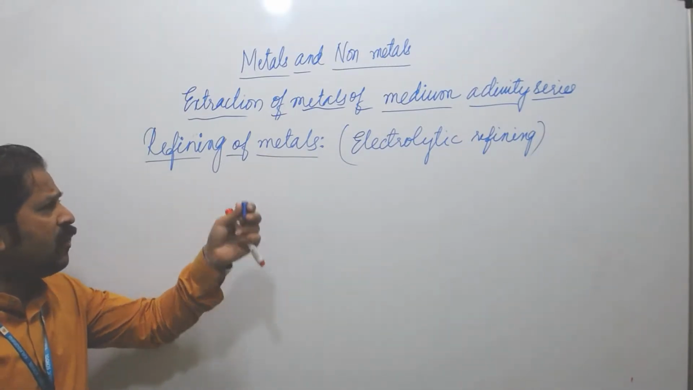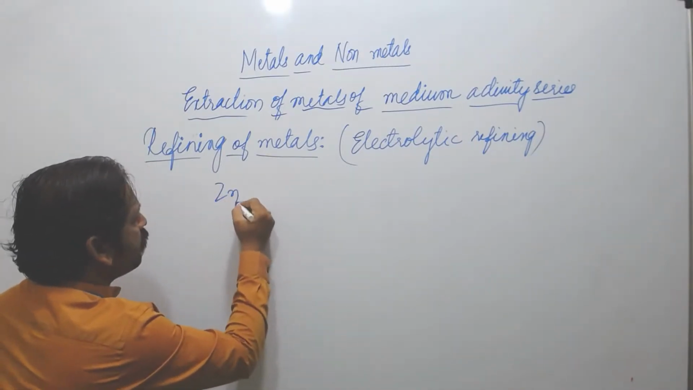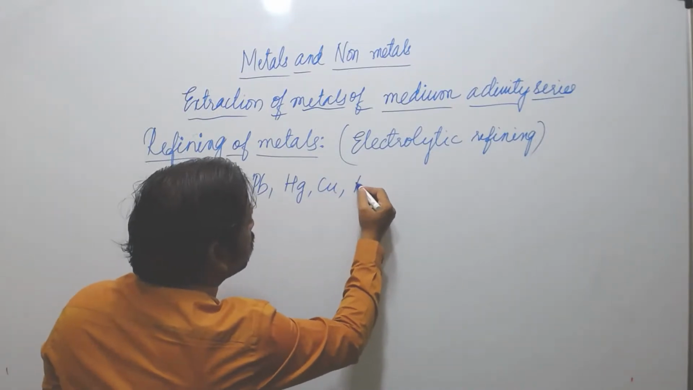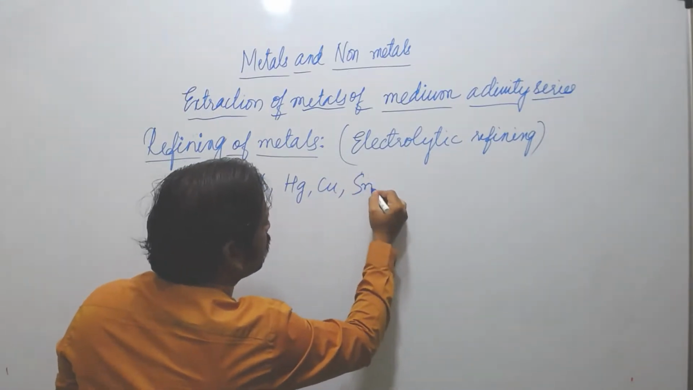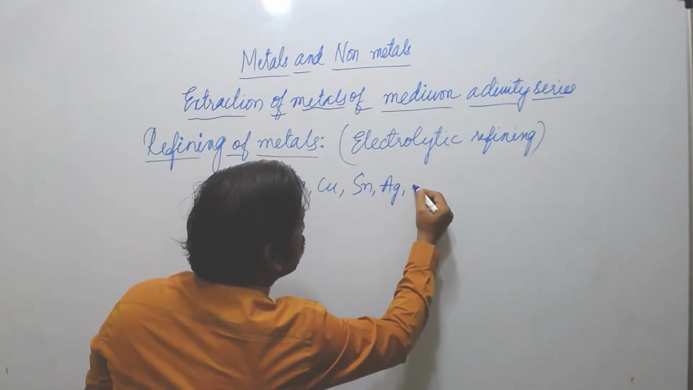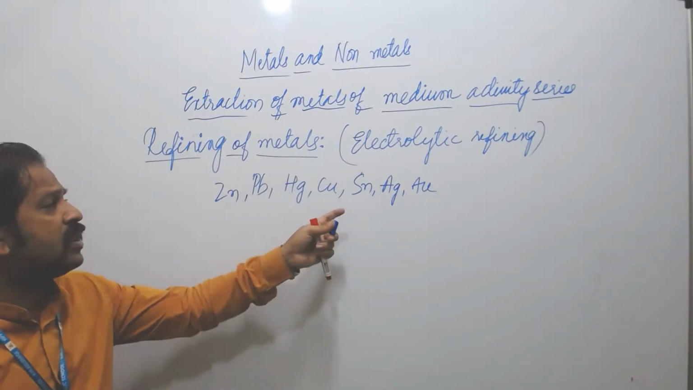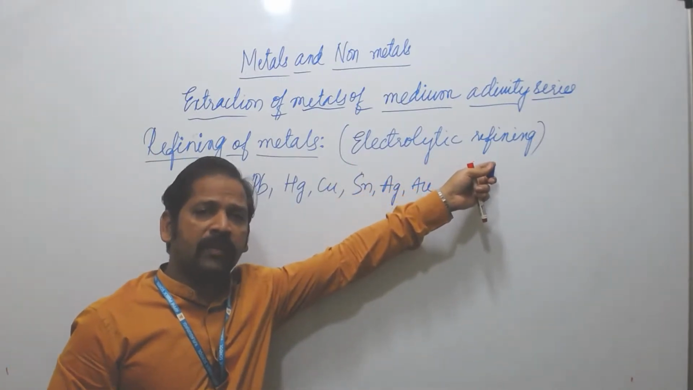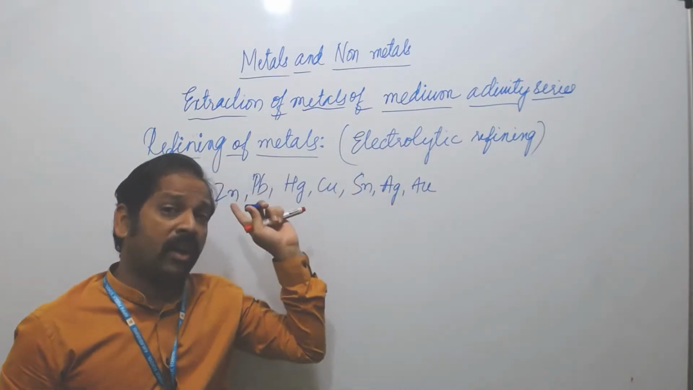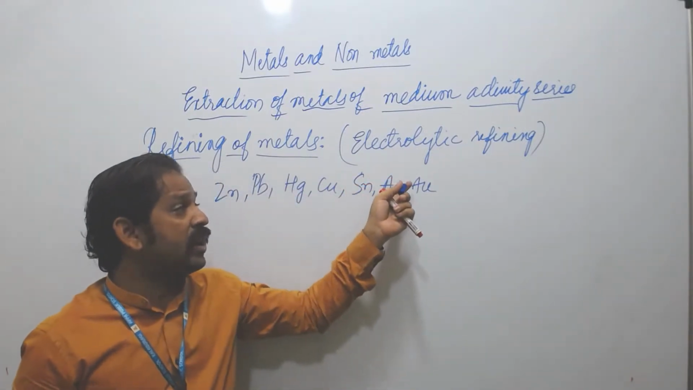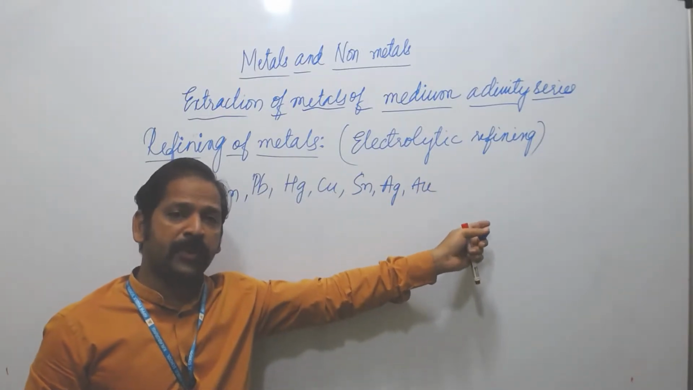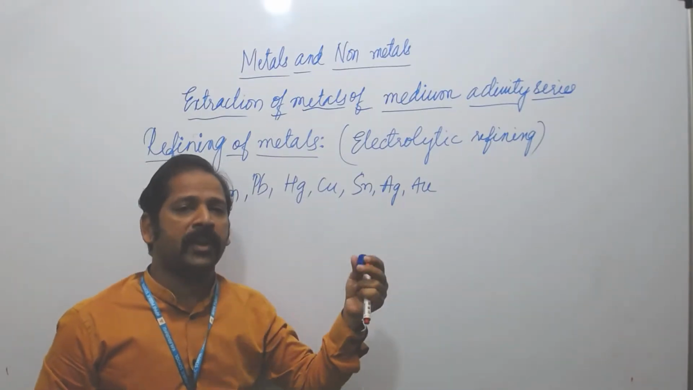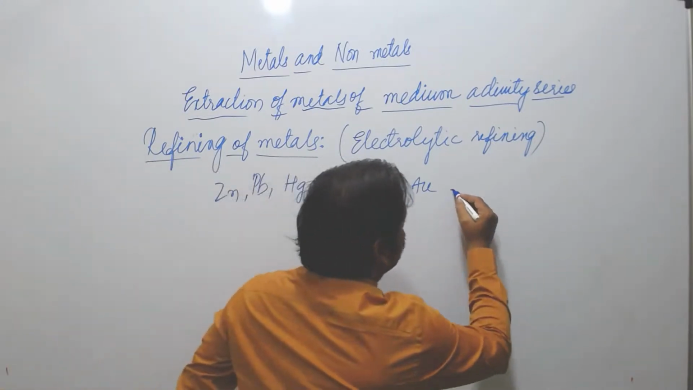Okay, refining of metals. Zinc is there, lead is there, mercury is there, copper is there, tin is there, silver is there, gold is there. All these metals can be refined with the help of the electrolytic process, that is electrolytic refining. Electrolytic reduction was for the highly reactive elements; electrolytic refining is because these metals are available impure, and have to be refined or made pure. Electrolytes are also available.